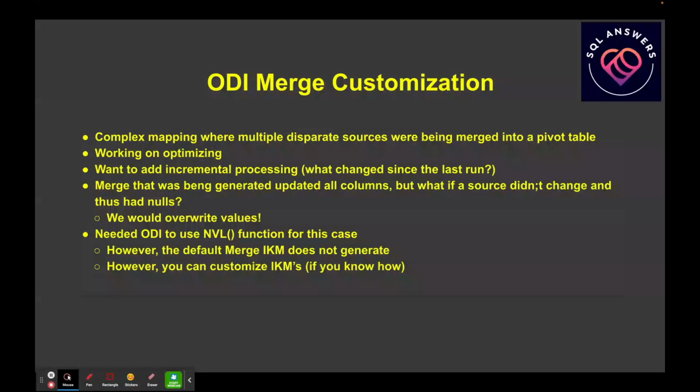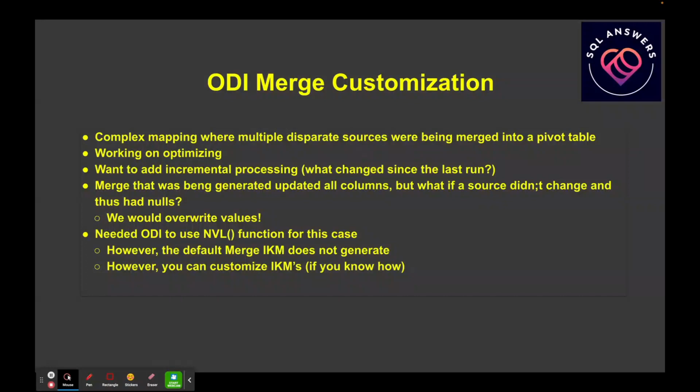These mappings use things called knowledge modules in order to generate the various SQL. Knowledge modules are just sort of like templates that generate the SQL, and there are different types of them. In this case, there was a complex mapping from disparate sources, and we're trying to merge into one gigantic pivot table. The optimization we're trying to put in is so that when we go to the sources, we're only pulling data since the last run of the ETL.